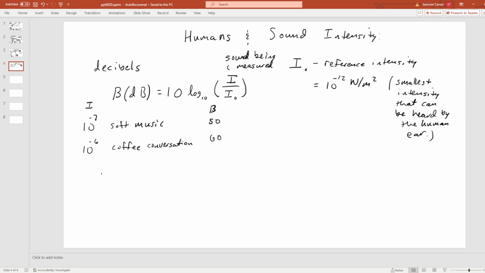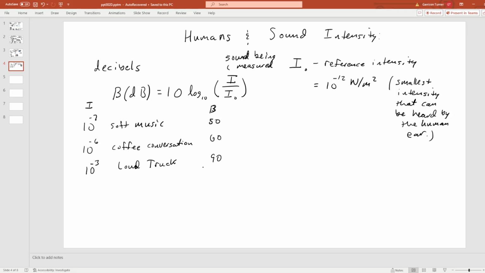Your, let's say, a machine truck, right? Like a semi truck or a concrete mixing truck or something of that nature. So if I have a loud truck, your intensity is going to be about 10 to the negative 3, and your decibel level, therefore, would be about 90 decibels.